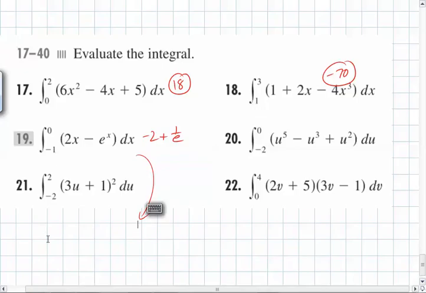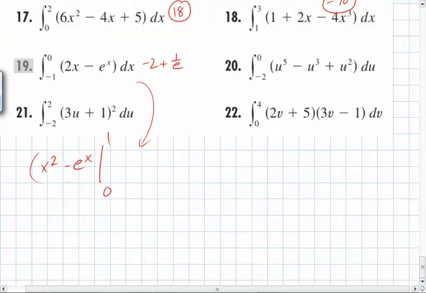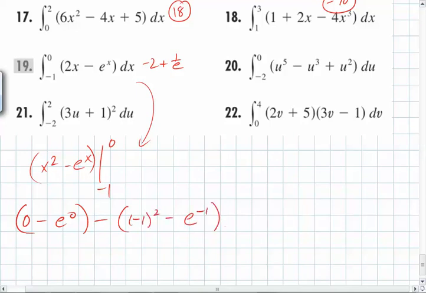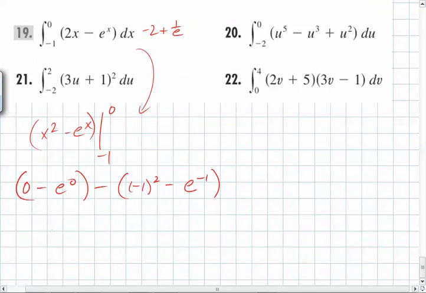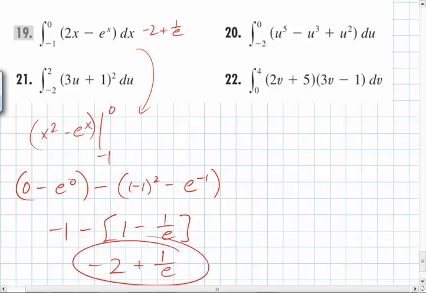You take the integral, what do you get? X squared e to the x from, not 0 to 1, from -1 to 0. So you have 0 minus e to the 0 minus -1 squared minus e to the -1. What's e to the 0? 1. So -1 minus 1 minus 1 over e. What do you end up with? -2 plus 1 over e.